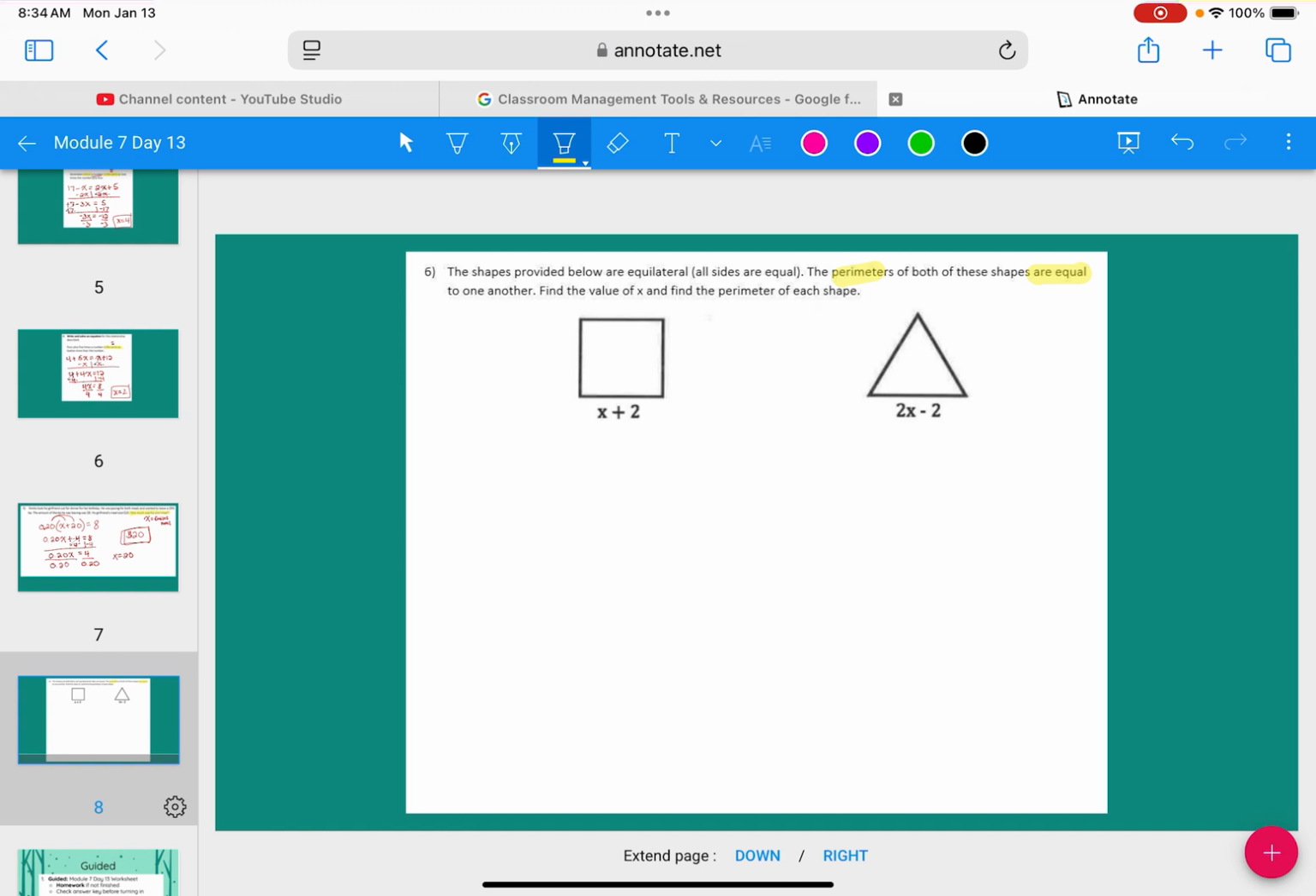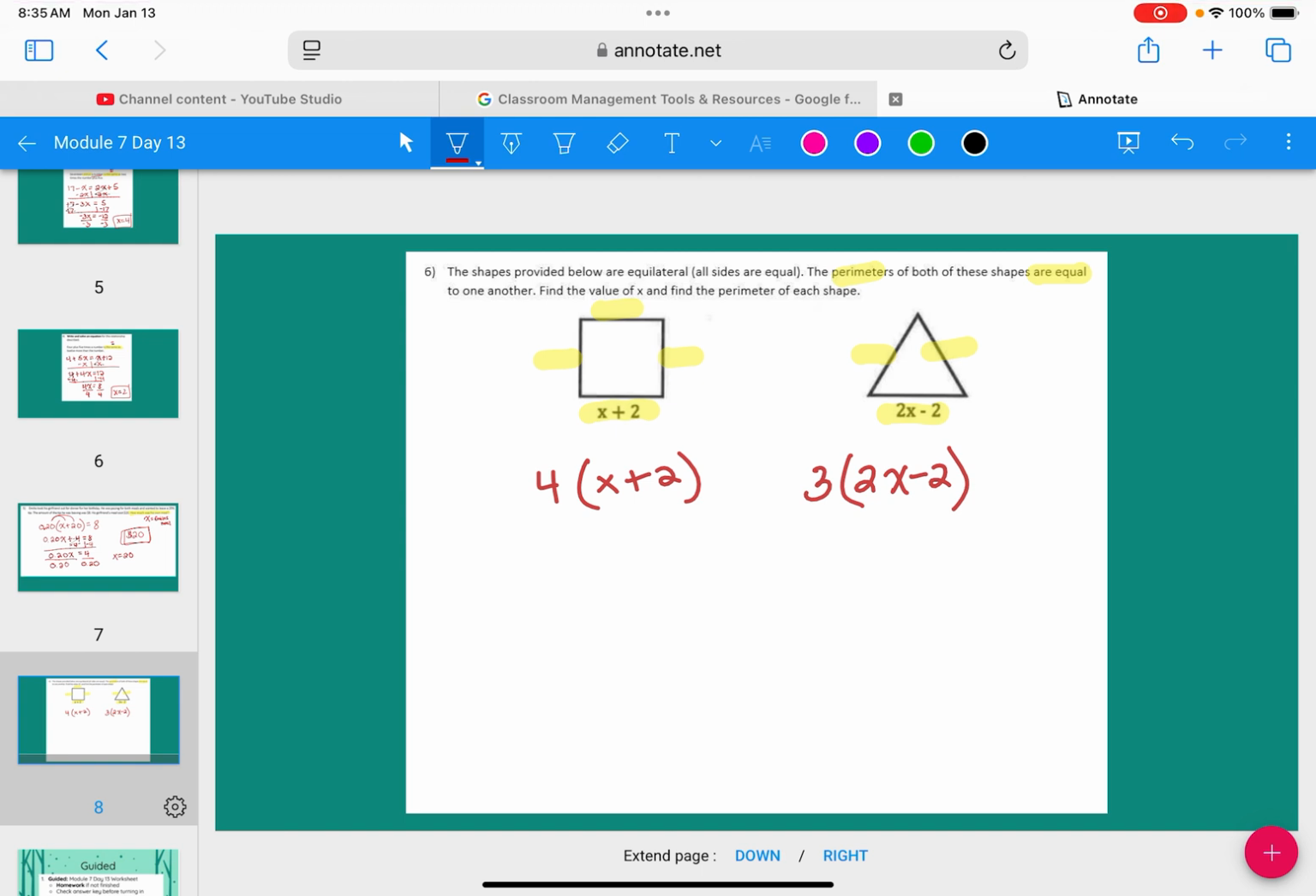Okay, so our square is given, the side is given to us as x plus 2. Well, that means that every side here would be x plus 2. So the perimeter would be 4 times x plus 2. Now for the triangle, it's only 3 sides, right? So all 3 sides here are 2x minus 2. So then I would write my perimeter as 3 times 2x minus 2. Again, it's because a square has 4 sides that I'm multiplying by 4, and a triangle has 3 sides that I'm multiplying by 3.